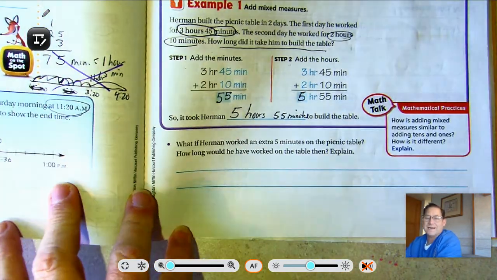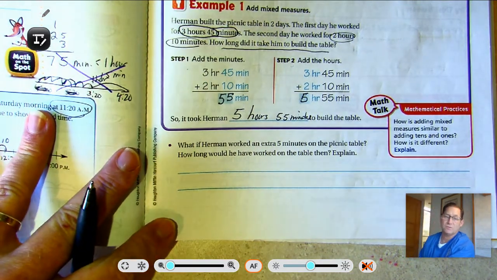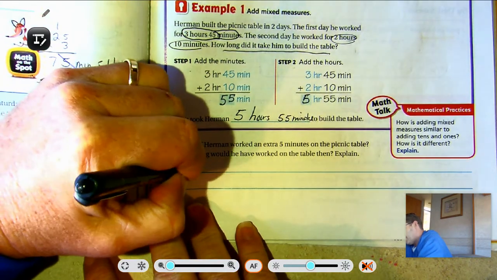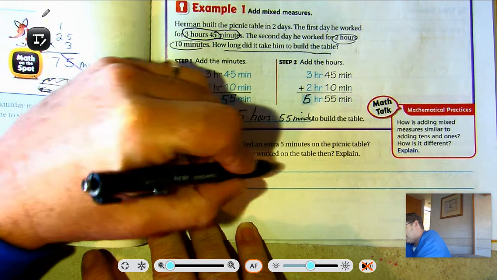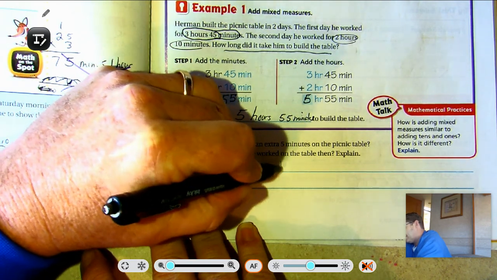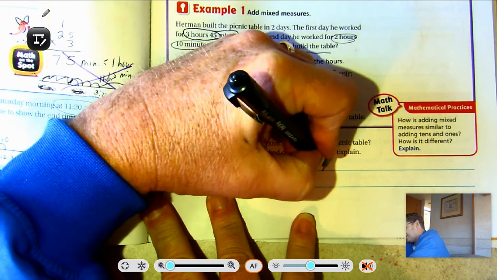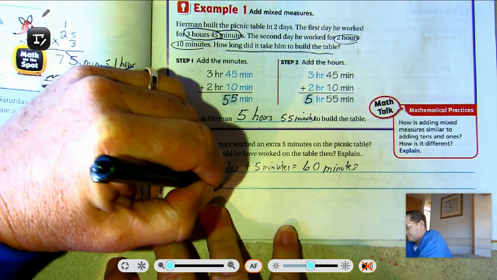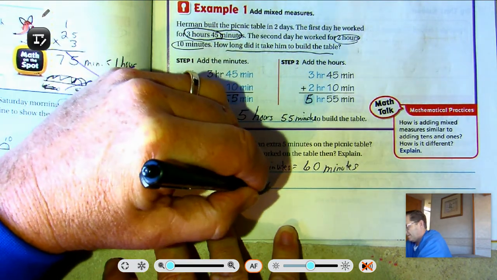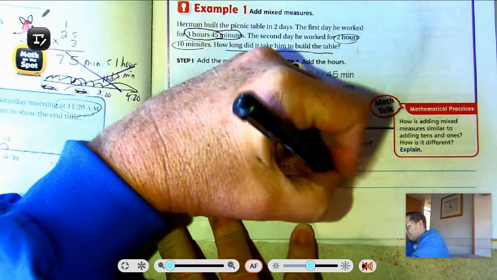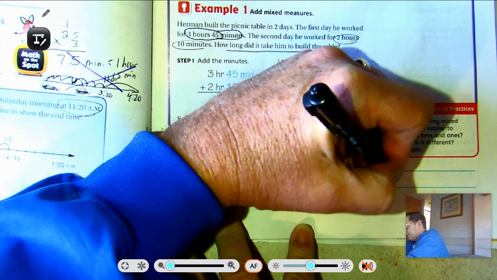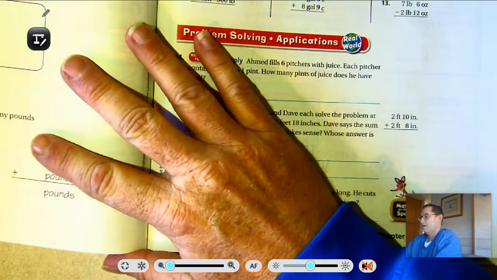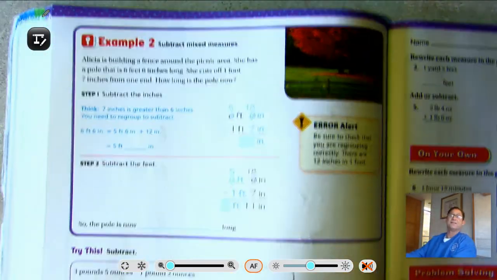All right, what if Herman worked an extra 5 minutes on the picnic table? How long would he have worked on the table then? Well, 55 minutes plus 5 minutes equals 60 minutes. 60 minutes equals 1 hour. So 5 plus 1, it would have been 6 hours. All right, page 510.